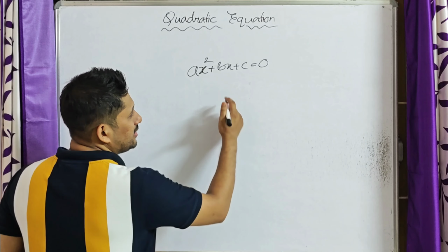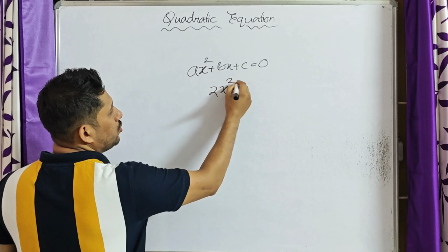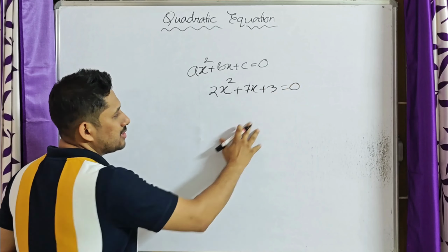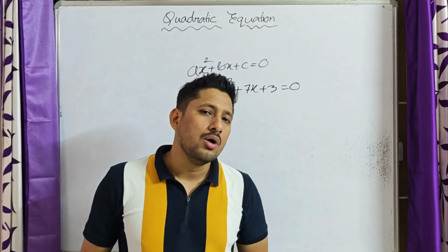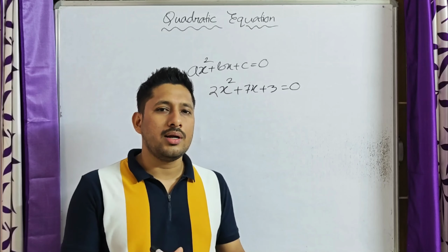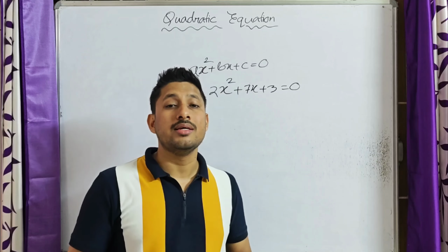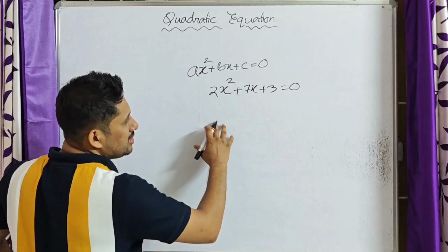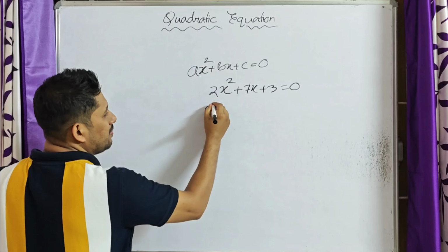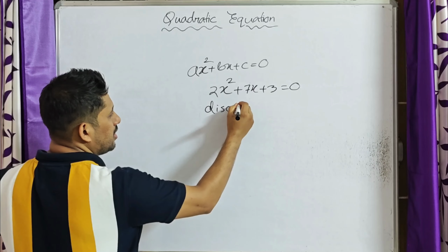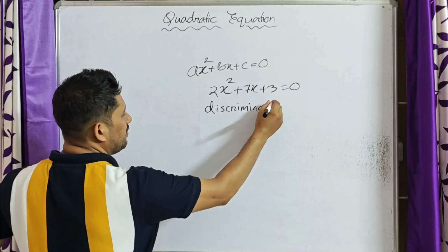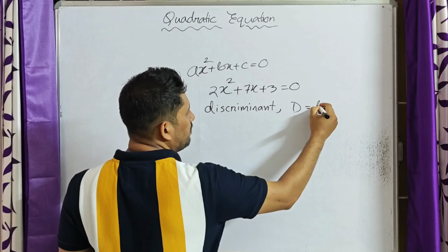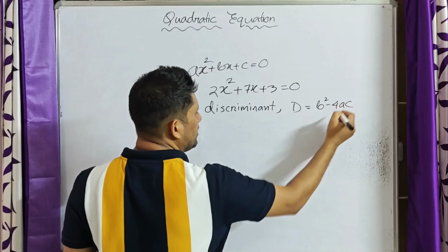Let me take the same example we took a few minutes ago. 2x squared plus 7x plus 3 equals to 0. Now in this case, what kind of answers we will get? Whether the roots will be equal, whether they are unequal, or you will find imaginary roots, that we will discuss here. So the way to test the roots is called discriminant. Discriminant is denoted by the alphabet D. The formula for D is b square minus 4ac.